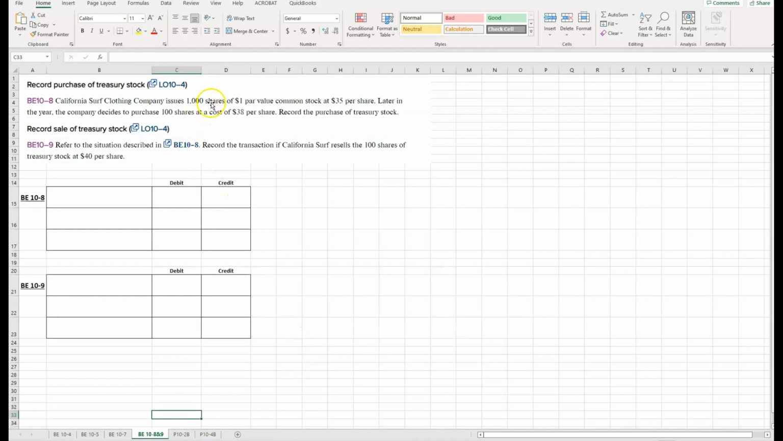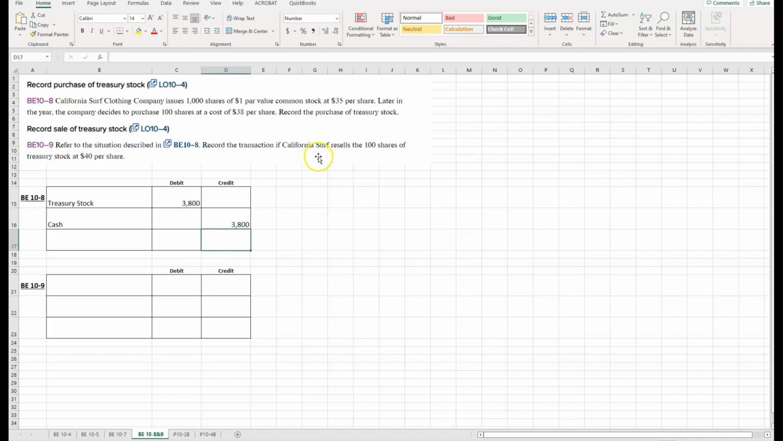California Surf issues 1,000 shares of $1 par value common stock at $35 a share. So they did that. And then later in the year, they decide to purchase 100 shares at a cost of $38 a share. Record the purchase of treasury stock. Super simple. Debit the treasury stock account and credit cash. And we purchased it for 100 shares and we paid $38. So $3,800.